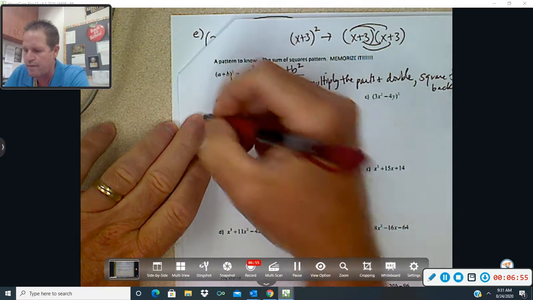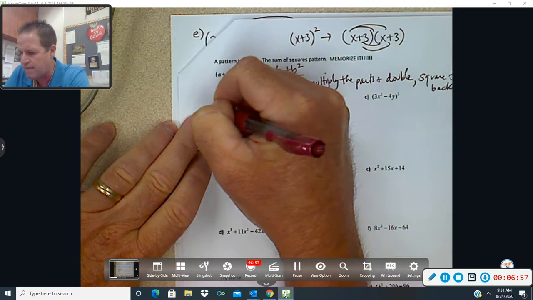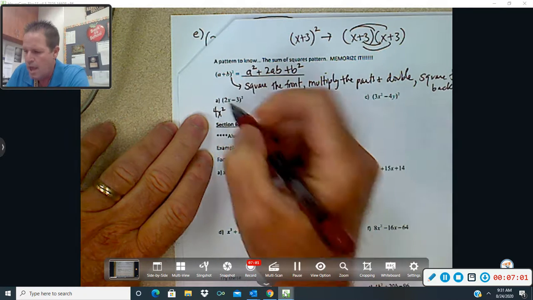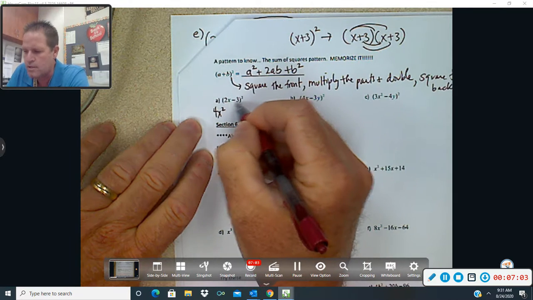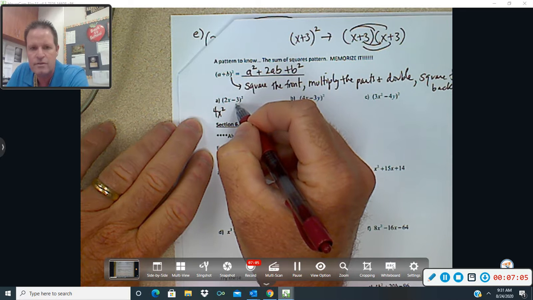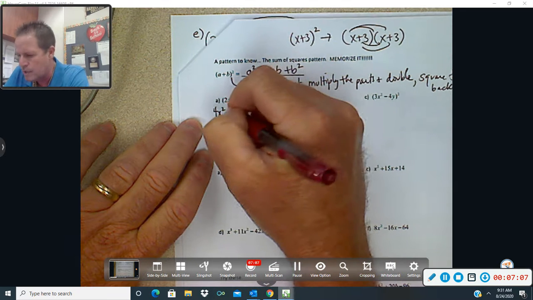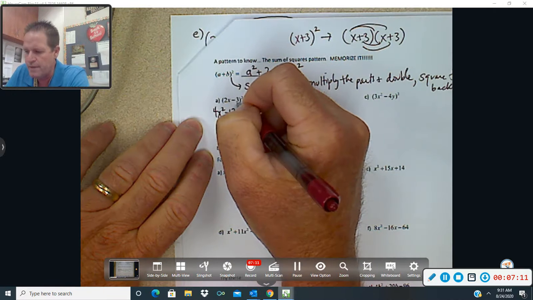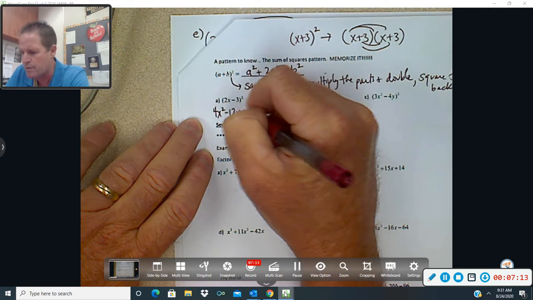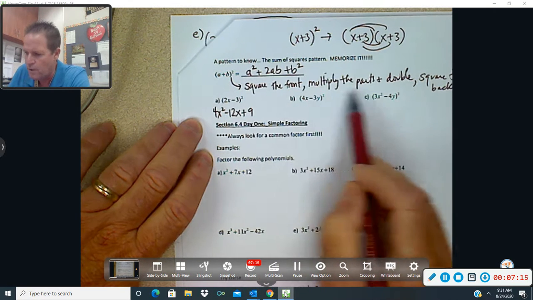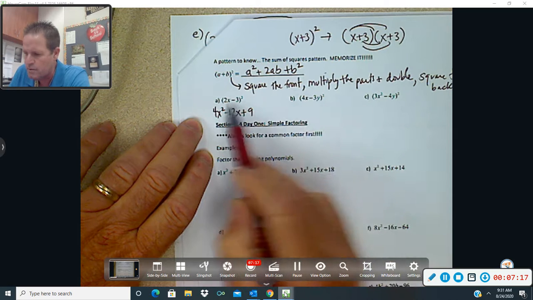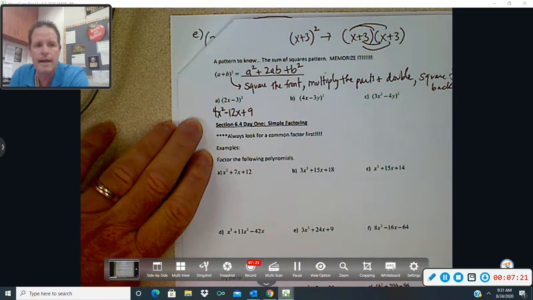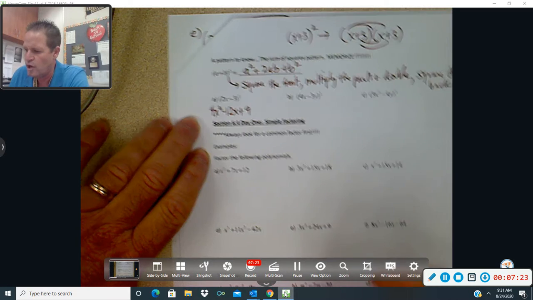It's to square the front. If I square 2x, I get 4x squared. I square the 2 and the x. I multiply these two parts. That's negative 6x, but double, so it's negative 12x. And then I'm going to square this back number. Negative 3 squared is positive 9. Again, I'm following this pattern. Square the front, multiply the parts and double, square the back. And I have it.